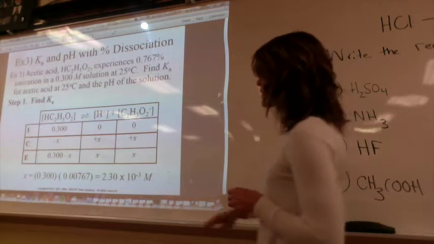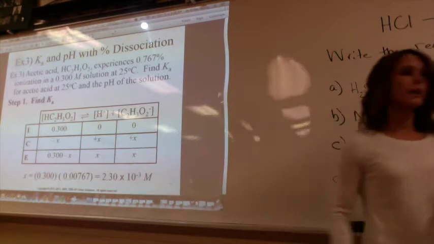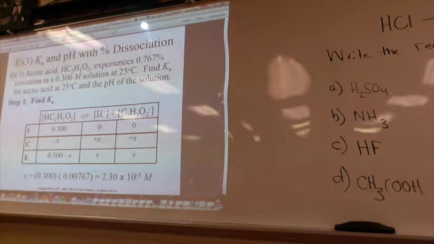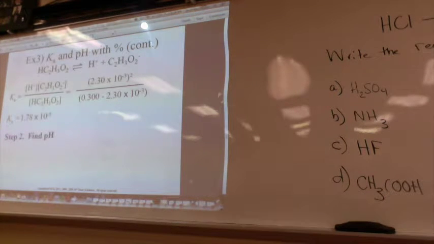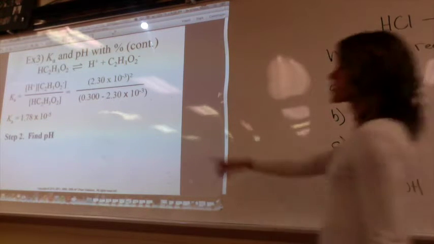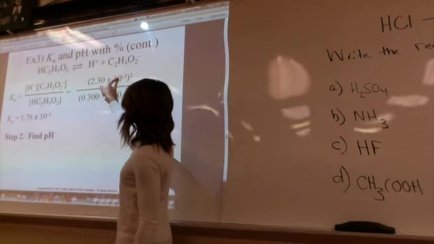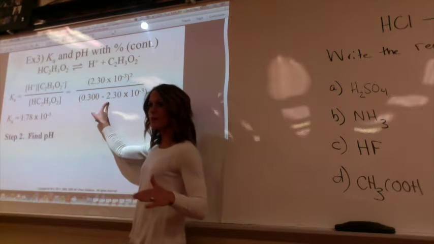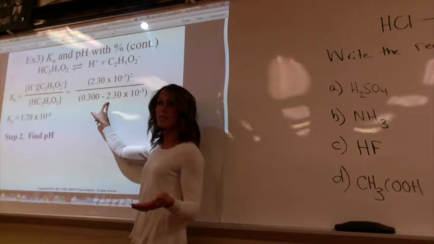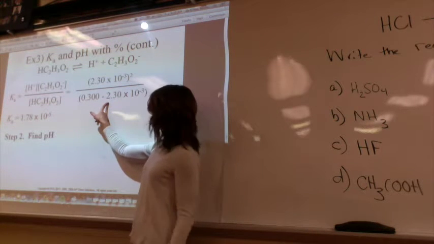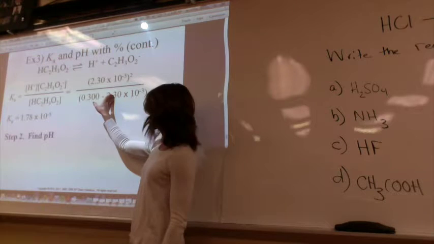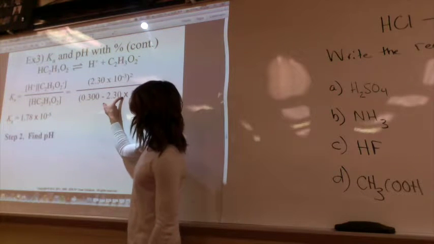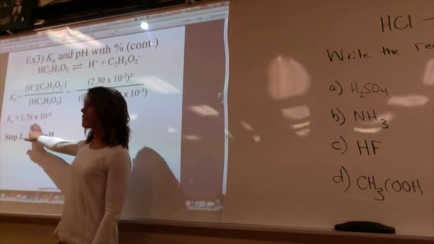Okay, so if this is our X value, now we're going to plug it in, and you're literally going to subtract that out of that 0.3, right? We're not going to eliminate the X in the equilibrium line. We're going to put it in there. So when we solve for it, these are both 2.30 times 10 to the negative third squared, but normally we eliminate this X. We're not eliminating it because it's telling me the value that it is, and it's not negligible. It actually is something that should be subtracted out. So now I subtract that out, I solve for it, and I get my Ka value.